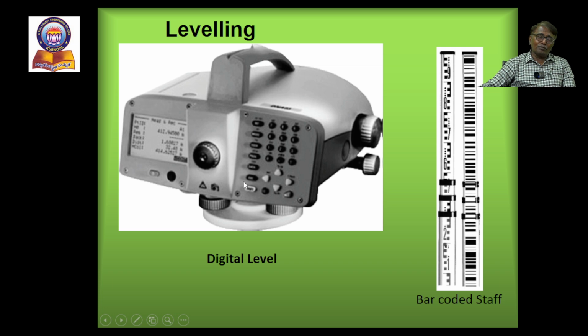Some instruments may have a recording arrangement so that the reading can also be recorded in the digital level. This is advantageous. However, it operates on battery, so charging of batteries is essential, and a special barcoded staff is required for taking the readings. The remaining process is similar; the leveling operation, etc. is the same.